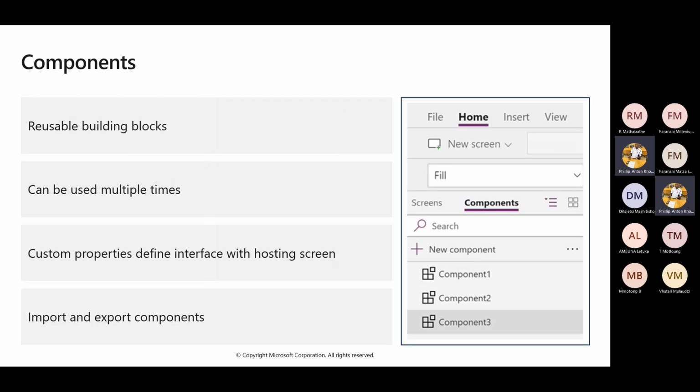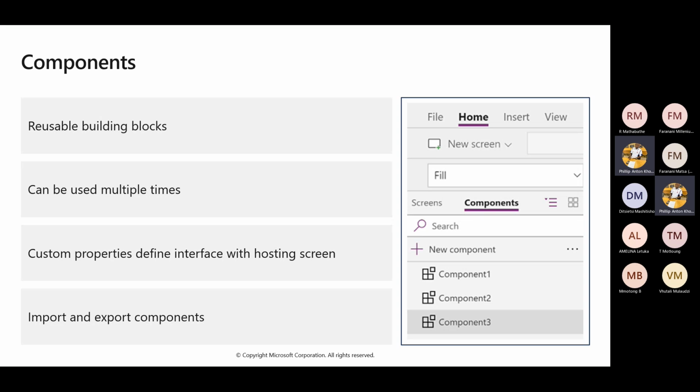Okay, and now let's look at components. We are about to wrap up this module, and then we'll get to build the Canvas application. Okay, so let's look at the components. We have reusable building blocks, and they can be used multiple times, and then custom properties, a defined interface with hosting screens, and then you can import and export those components.